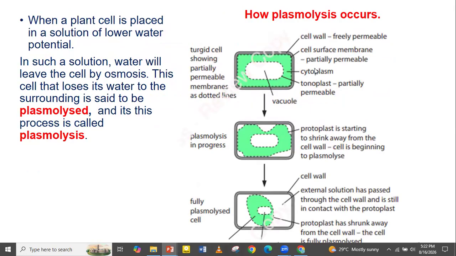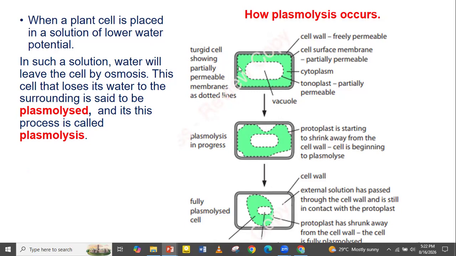So let's look at this illustration. It shows us how plasmolysis occurs. In this case, we are looking at a plant cell that has been placed into a concentrated solution, or a solution with a low water potential. This is the cytoplasm. This is the cell surface membrane. Here it has been dotted so that you can easily distinguish it from the cell wall. This is the vacuole.